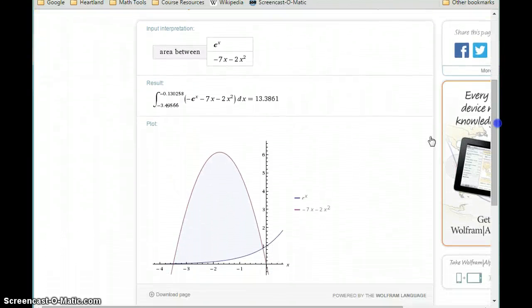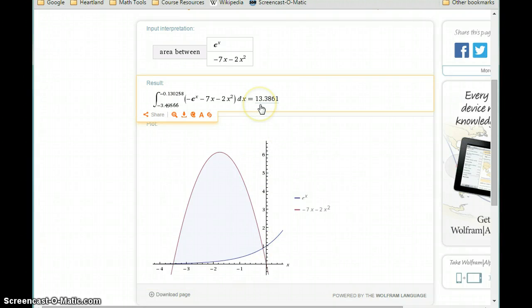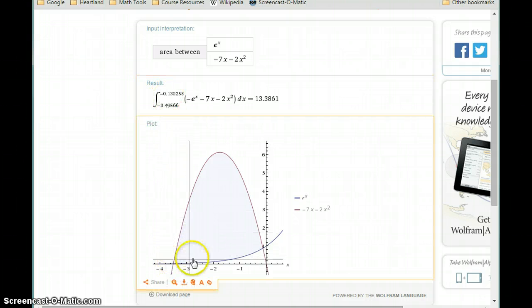So in this case, we get that picture showing the area that we're finding. So it's the area bounded between these two curves where they intersect at these 2 points. An area of about 13.386. And in addition to this, it's outputting the integral statement that's actually being evaluated to get this and giving us the upper and lower bounds. So right here we have these two graphs intersect on the left at negative 3.5 and intersect on the right at about negative 0.1. So it's giving us the x coordinates for where those points intersect as well.